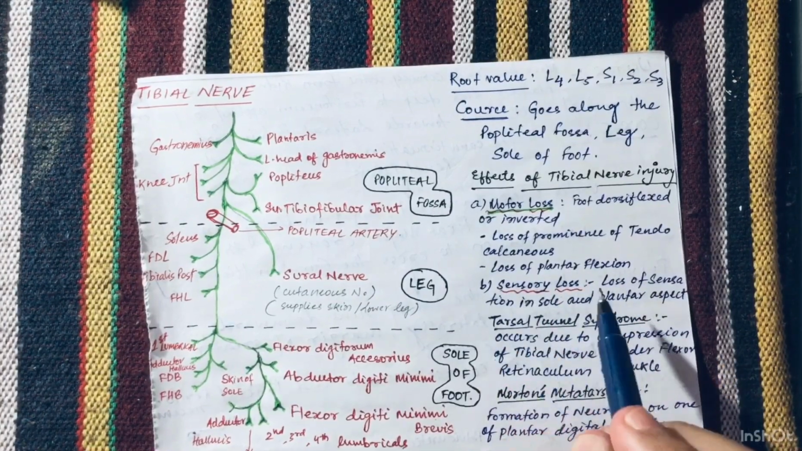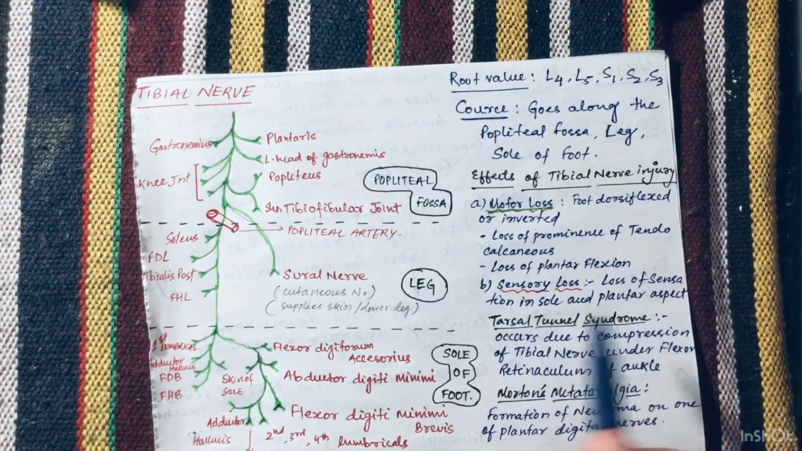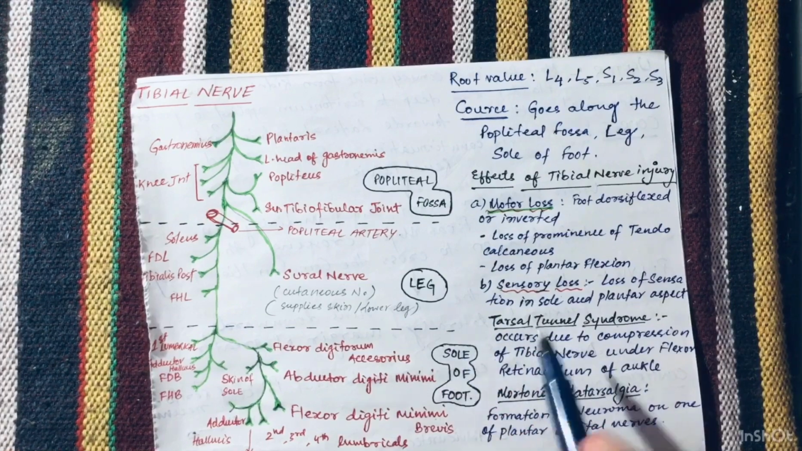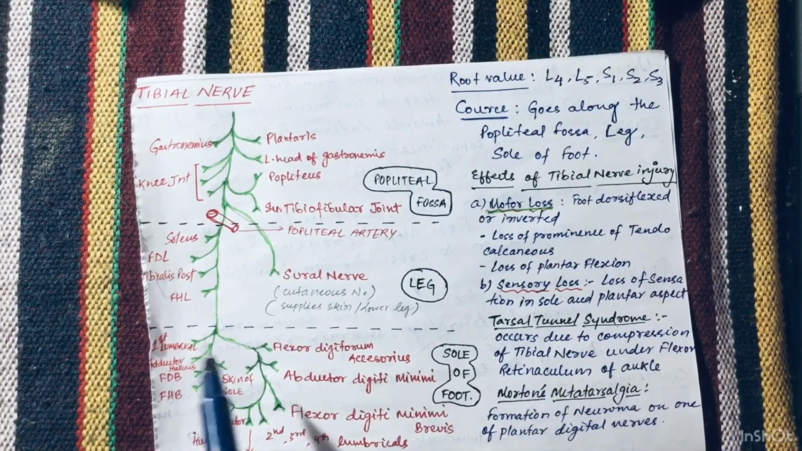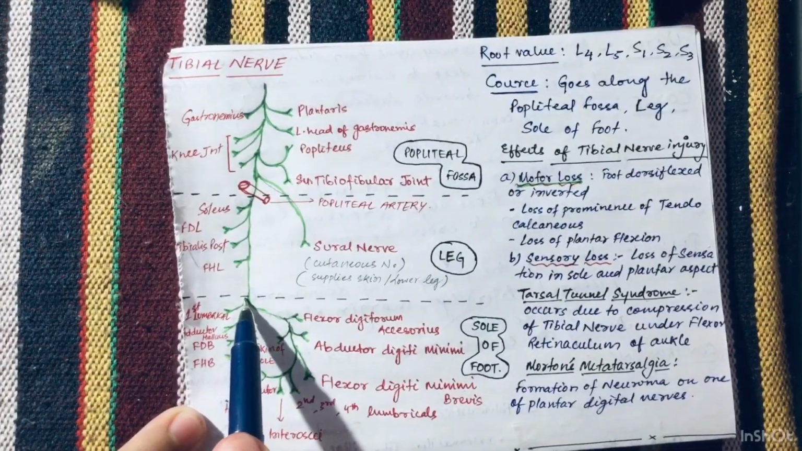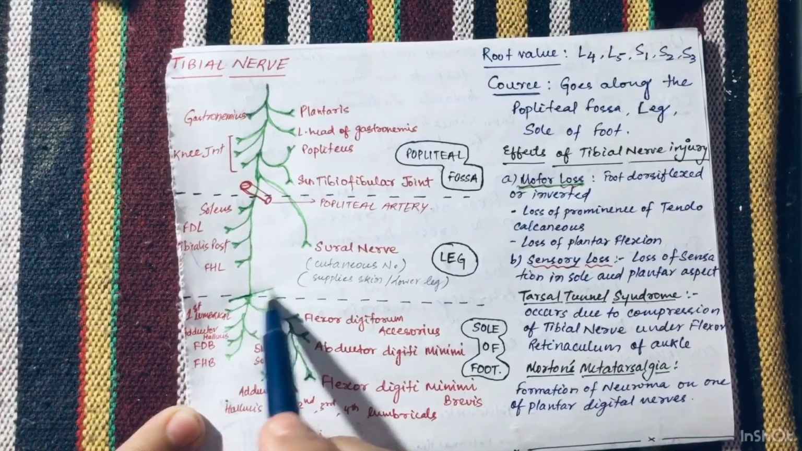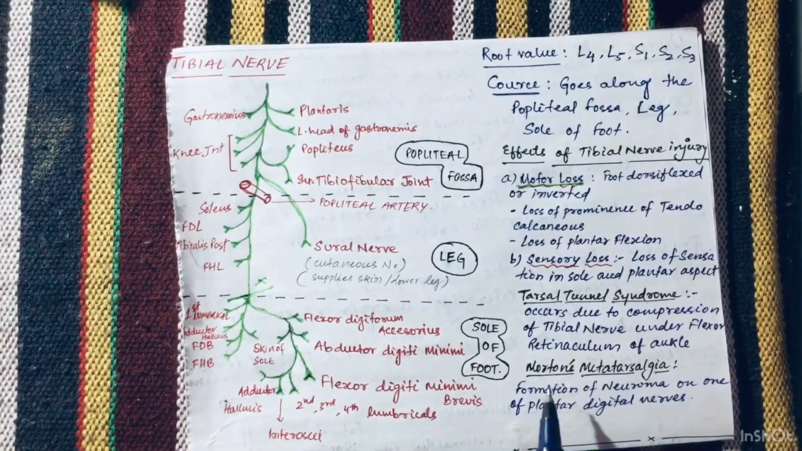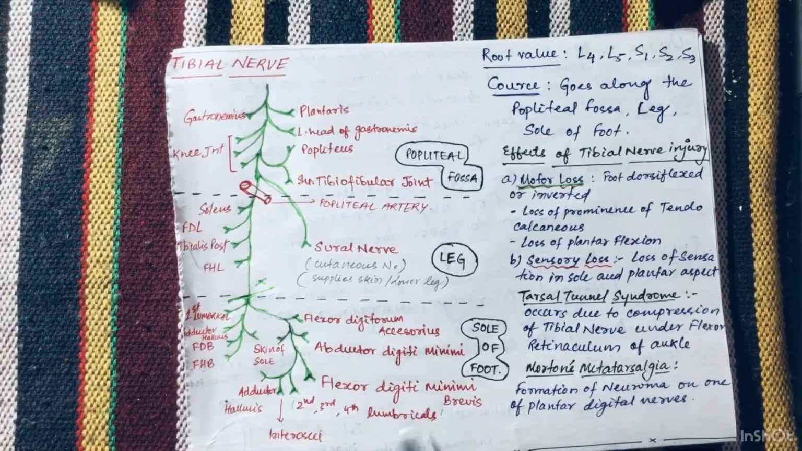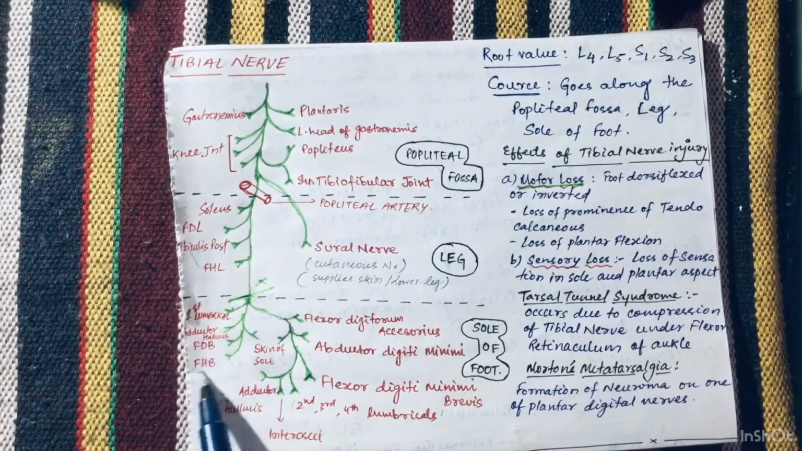Now there is sensory loss also. Loss of sensation of sole and plantar flexion. All such signs as tickling the foot will not be elicited. Then tarsal tunnel syndrome is caused, which is due to the compression of tibial nerve under flexor retinaculum of ankle. Flexor retinaculum of ankle, in the sense the supply goes off from here, right? And from this point the supply gets cut off, right? Then there is Morton's metatarsalgia, due to which formation of neuroma is caused on one of the plantar digital nerves. Plantar digital nerves, in the sense these in the lumbricals or these, right?